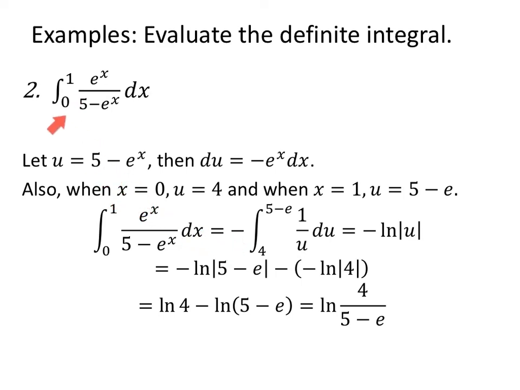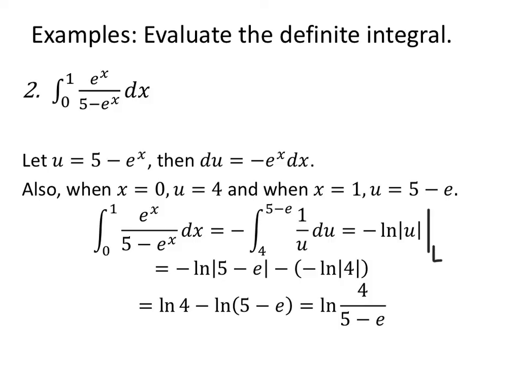Substitute the second time. When x is 0, e to the 0 is 1. 5 minus 1 is 4. When x equals 1, 5 minus e to the first, that's 5 minus e, is our upper limit. So now the integral from 0 to 1 of e to the x over 5 minus e to the x dx equals the negative integral from 4 to 5 minus e of 1 over u du.